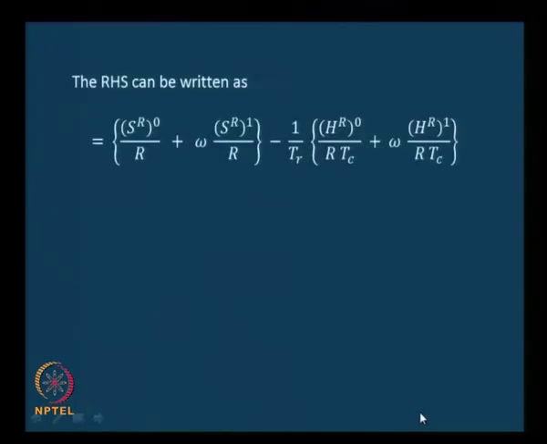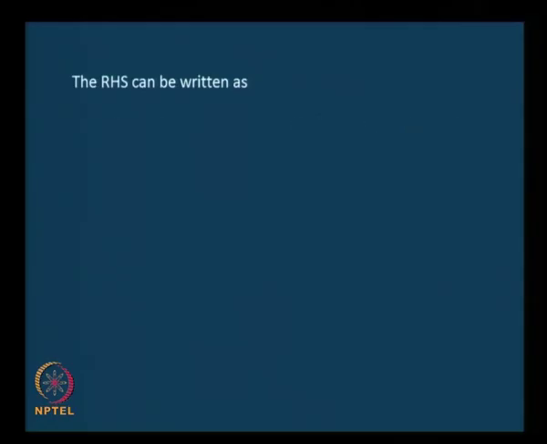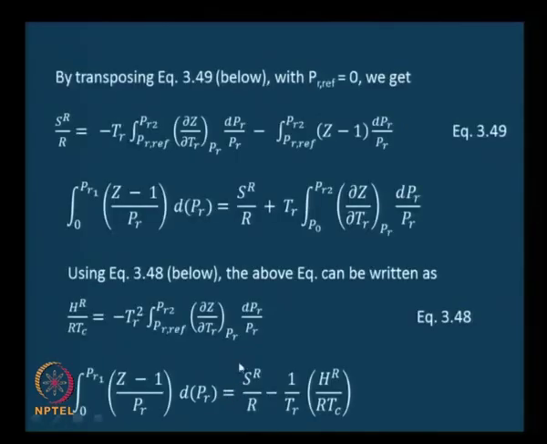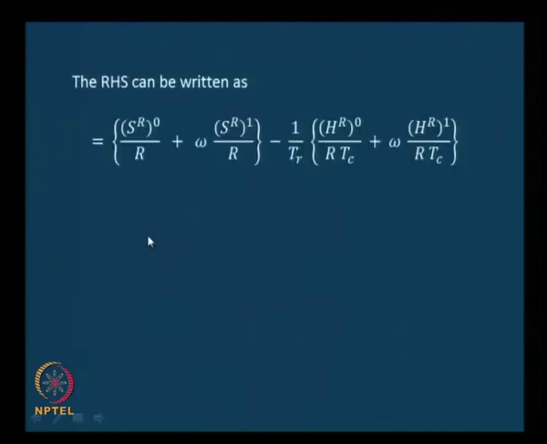Now the RHS can be written as, this is where the link between what is available to us, we have values available in terms of SR0, SR1, HR0, HR1. Therefore we need to relate whatever we have in terms of SR and HR to these. Here you have your SR by R minus 1 by TR HR by RTC. We link it up to whatever is available, we can write that as SR0 by R plus omega times SR1 by R, which is nothing but SR by R, minus 1 by TR times HR0 by RTC plus omega times HR1 by RTC. The one within this flower bracket is nothing but HR by RTC.